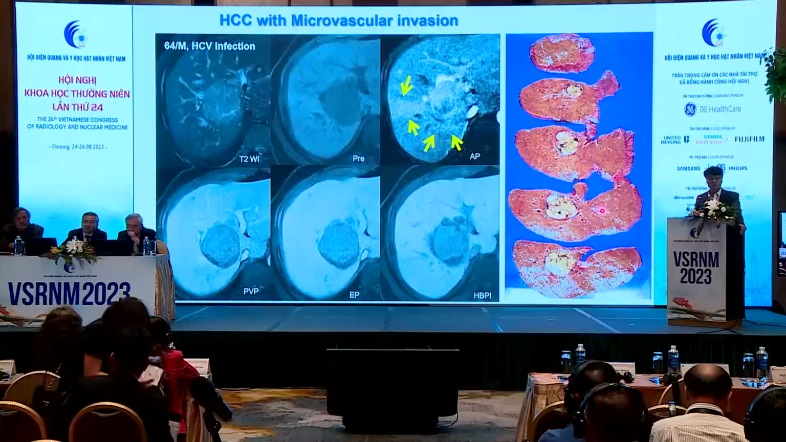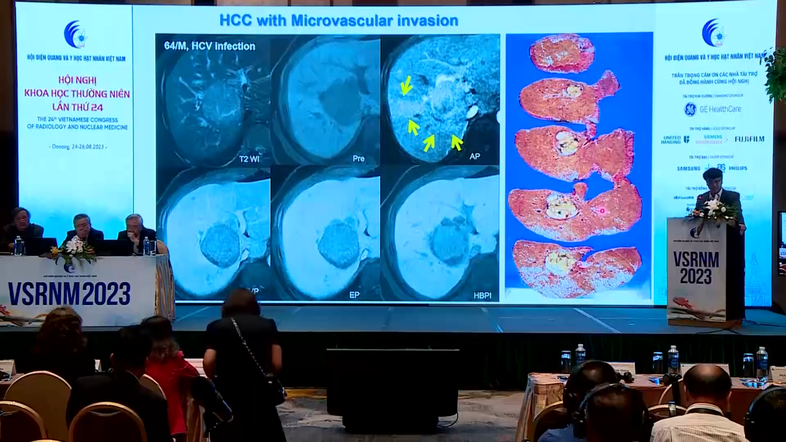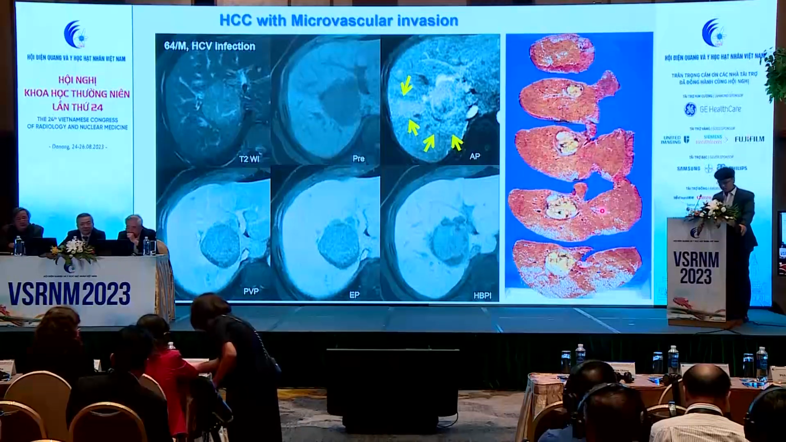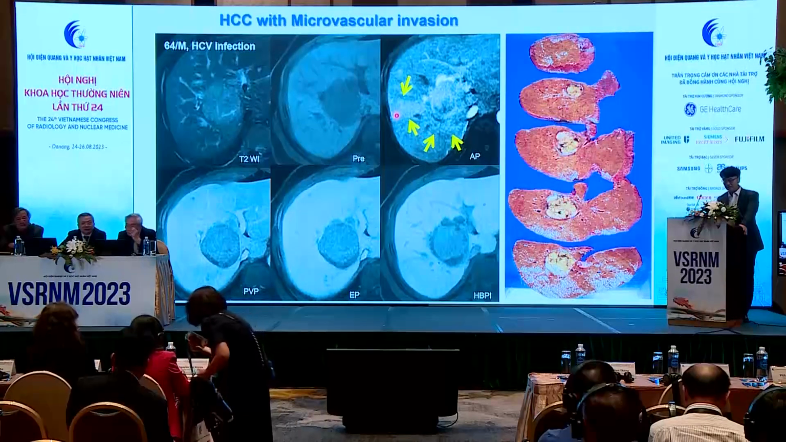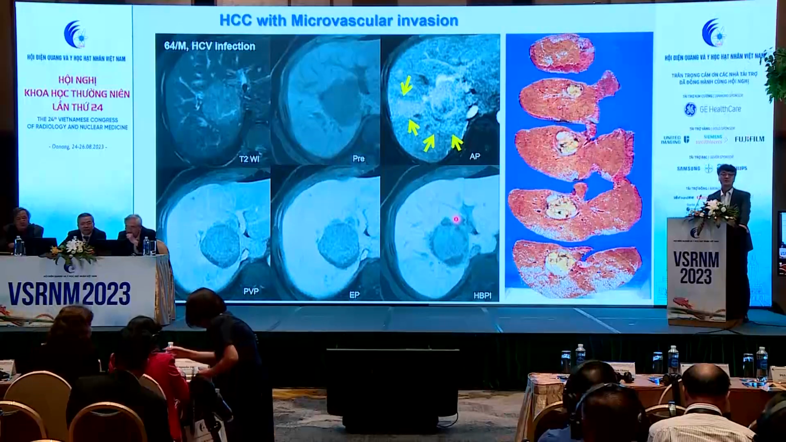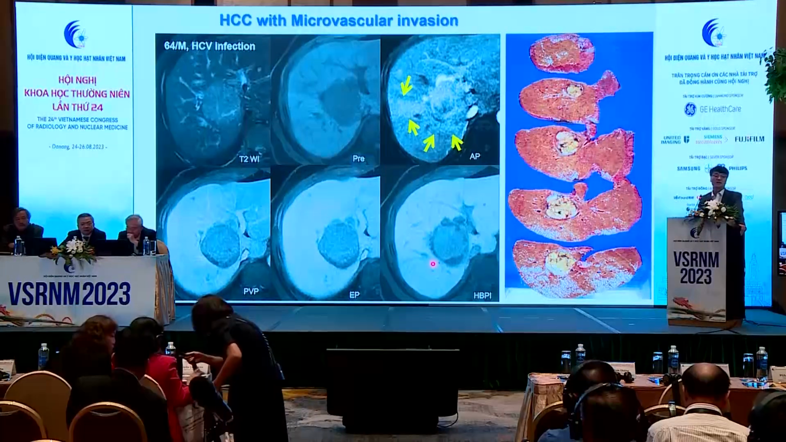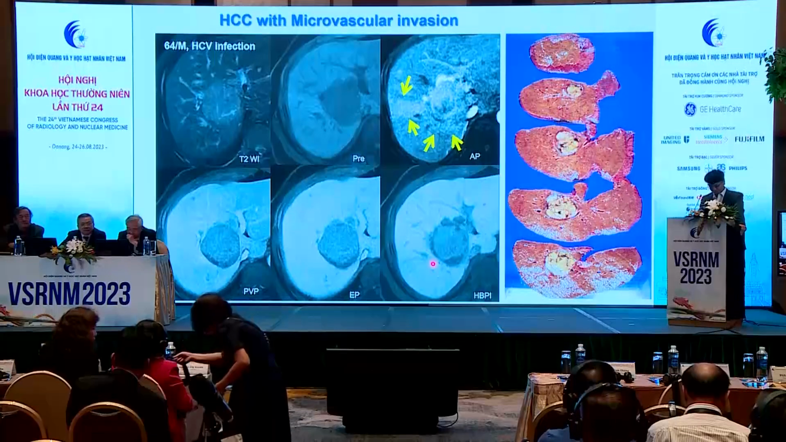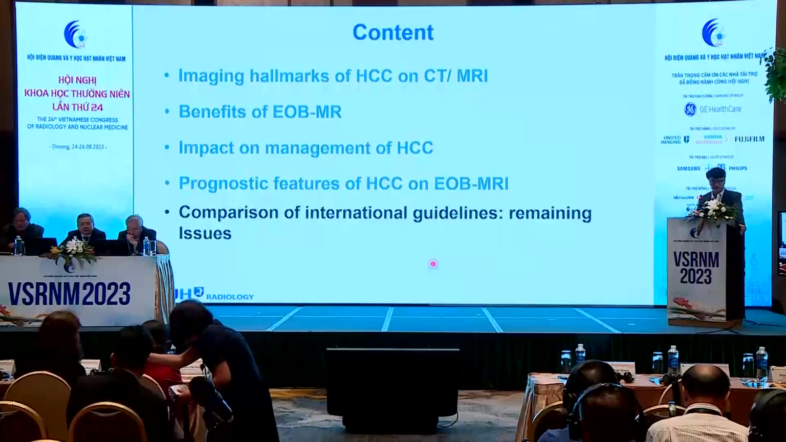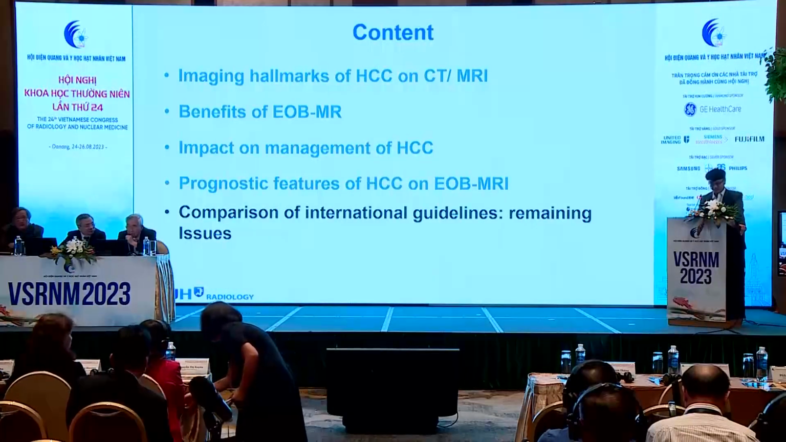Here is an example of a microvascular invasion case, and you can see the peritumoral arterial hyperenhancement and an irregular tumor margin and hepatobiliary hypoenhancement. So prognosis is worse than the other tumors.